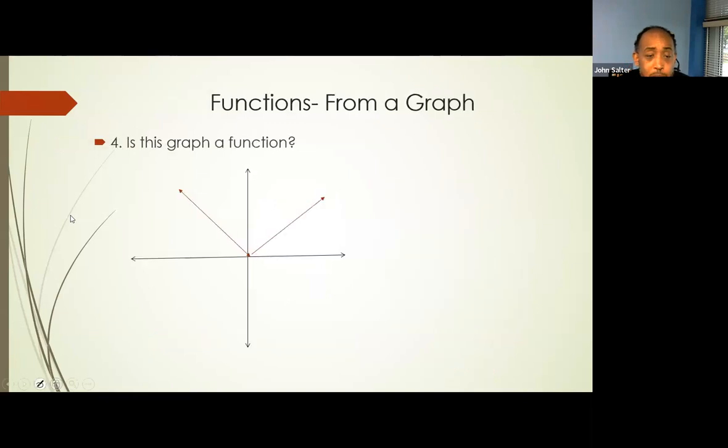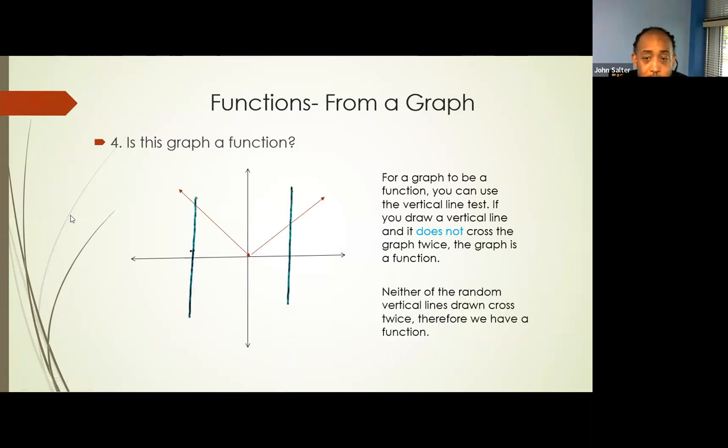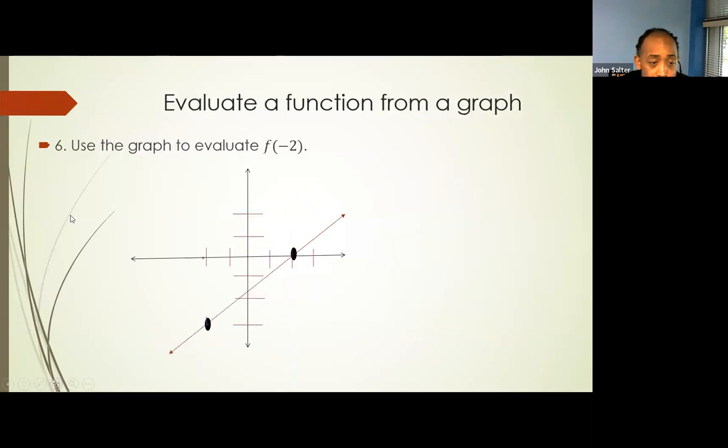All right, is this a function? Well, to determine if it's a function, I have to do my vertical line test. Vertical line test is just like we did a couple slides ago. I cannot have more than one value for each X. No matter where I put a line on this, I'm only going to hit one dot. So that's a function. All right, evaluate a function from a graph.